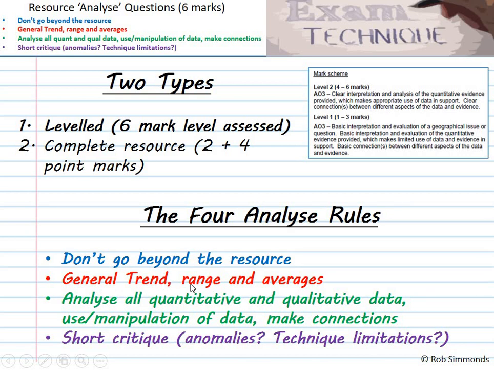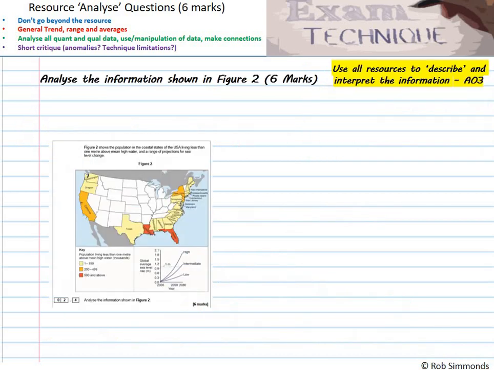If you can pick up any ranges or any averages, that will really help. You then need to make sure you've analysed all quantitative and qualitative data you can see, and manipulated data and made connections where possible. And if applicable, it's really important that you consider a short critique of the resource. It might be that there's nothing wrong with the resource and you might pick out anomalies instead, but something where you're thinking in a critical manner. So let's look at applying these rules to the question.